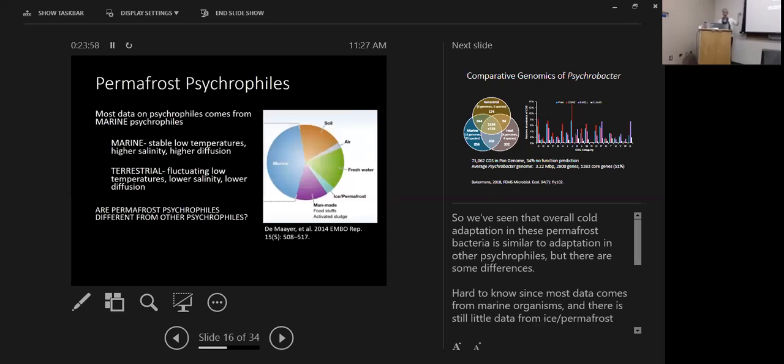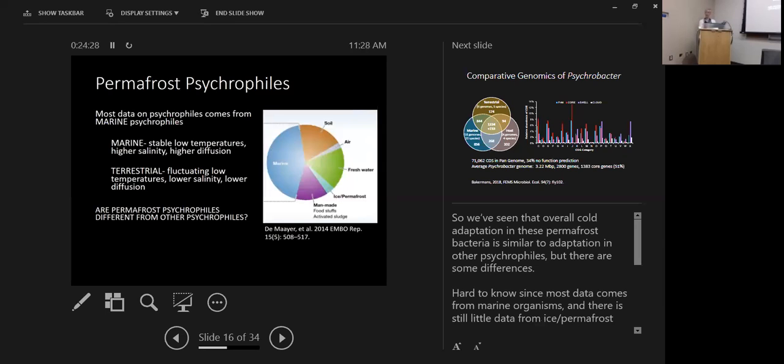And this graph shows nicely, this pie chart is showing genomes of cold adapted bacteria that have been sequenced. And you can see that about half of them are from the marine environment, and there's just that tiny little sliver of organisms from ice or permafrost. So understanding the differences between frozen environments, marine and terrestrial, is a little more challenging just because of the paucity of genome sequences available at this point.